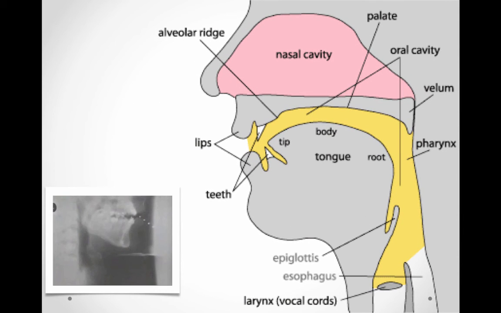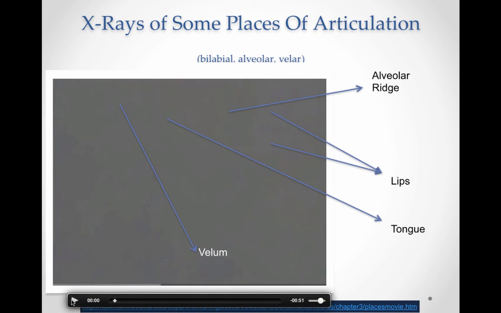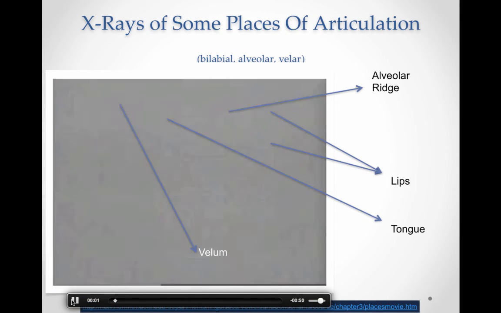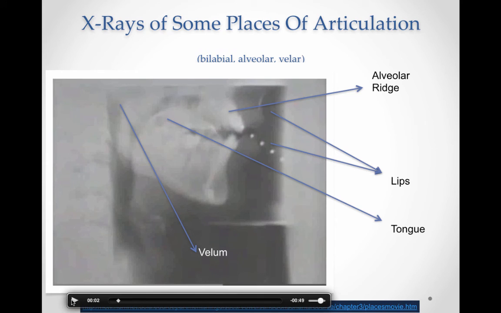Let's take a look at what happens in real articulation. This video is going to show you a real X-ray of a person pronouncing these words. Take a look at the lips, how they move, how they close. Take a look at the alveolar ridge. The tongue is very important because it's the one that moves a lot, and the velum also moves considerably.